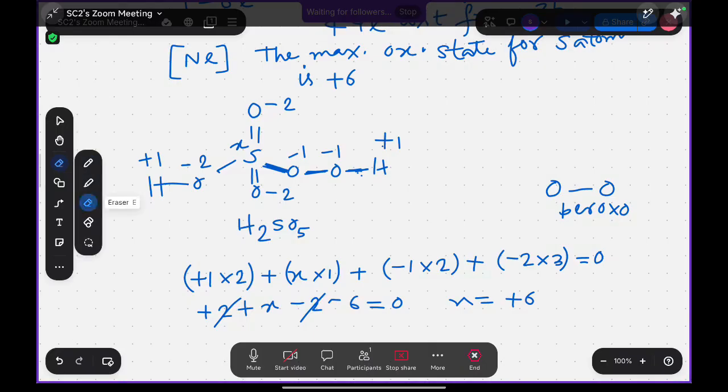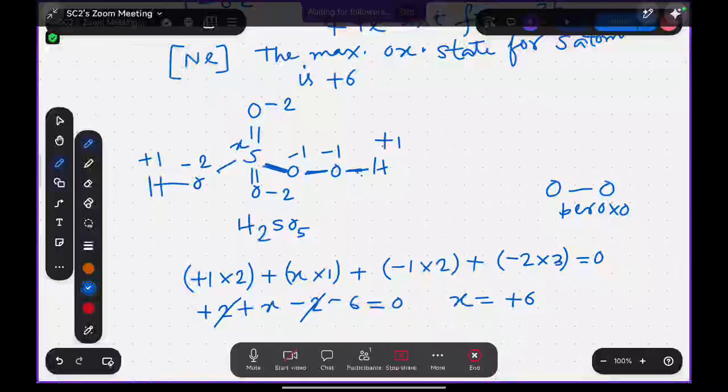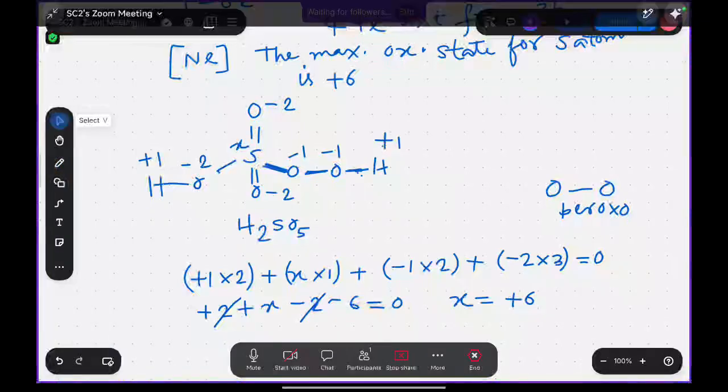That means in Caro's acid, there is 1 peroxo bond. This is the structure of Caro's acid. I have already shown in the diagram. Please copy down. In Caro's acid, sulfur atom has different kinds of oxygen atom. 3 oxygen atoms existing as -2 and 2 oxygen atoms existing as peroxo. That means there is a peroxo bond. So in Caro's acid, the oxidation state of sulfur is +6.